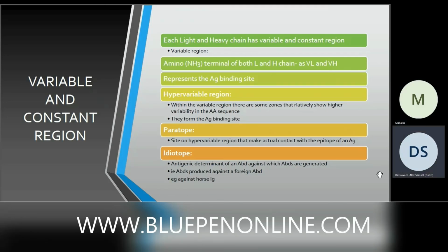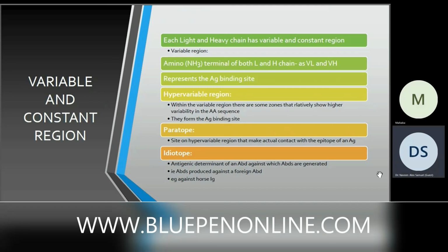Next, on this variable region there is a small area called the hypervariable region. Within the variable region, there are some zones that show relatively higher variability in the amino acid sequence. That's why it's called the hypervariable region. They form the antigen binding site. Got it?